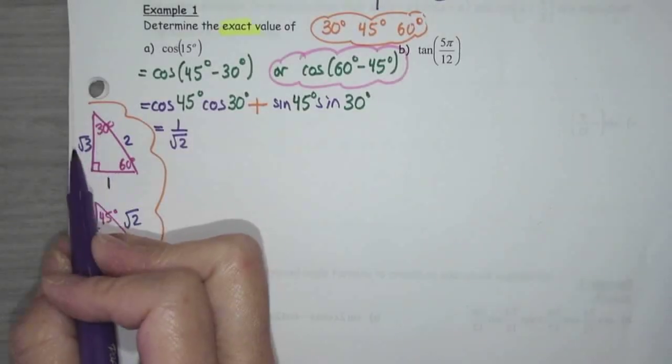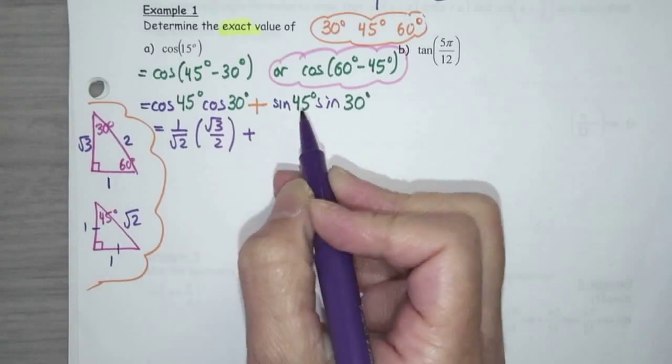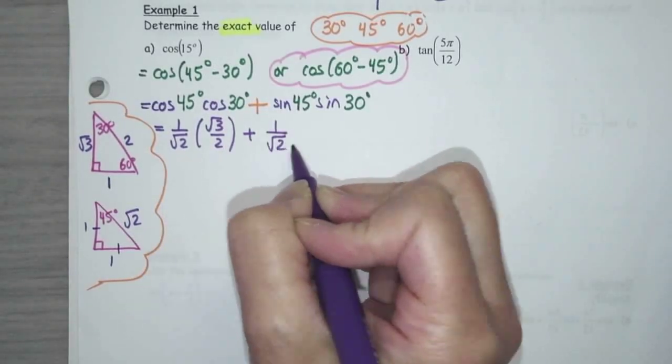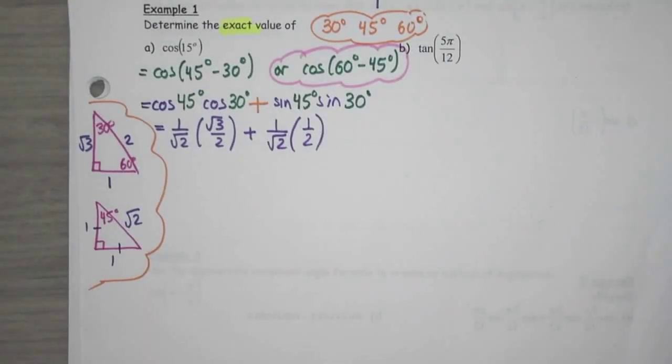Cos of 30, so cos of 30 is root 3 over 2. Root 3 over 2. Plus sine of 45, 1 over root 2 again. And sine of 30 is 1/2. Again, we're just going to our triangles. And that's it. That's the only new thing I had to teach you. The rest of it is just do radical work.